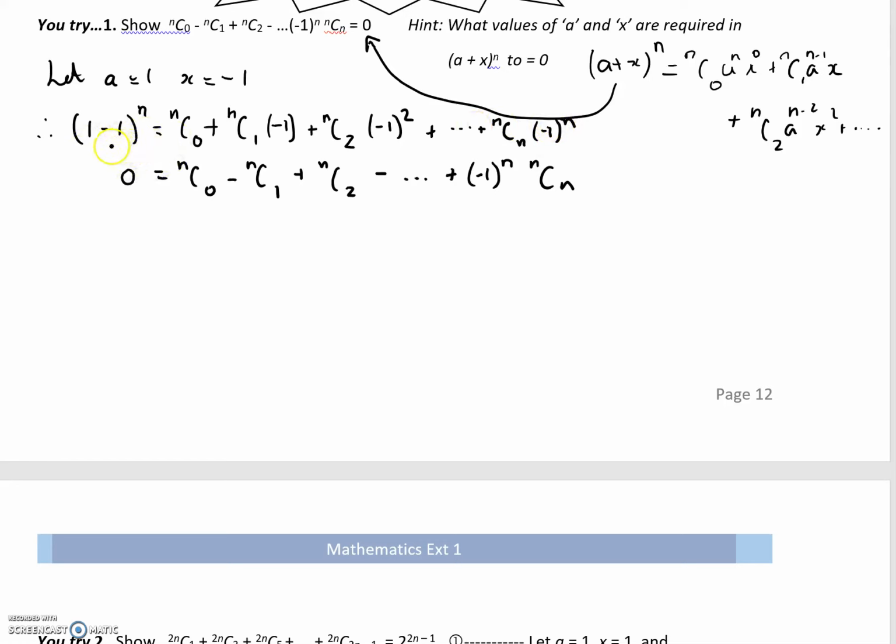Now, simplifying and tidying that up, 1 minus 1 is 0, nC0, we bring that minus 1 to the front, and so it's minus nC1. Now, minus 1 squared is a positive, so we're adding nC2. You can probably see from the pattern the next term would be subtracted and so on. Then depending on whether n is an even or an odd number, we'll end up with minus 1 to the n, a plus or a minus, nCn. And so we have shown the identity.